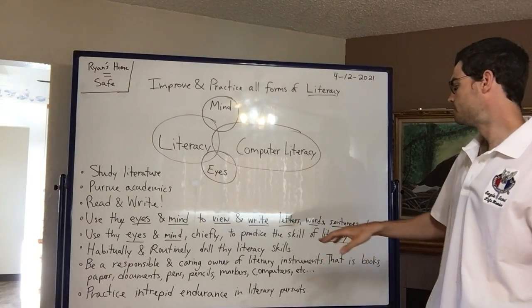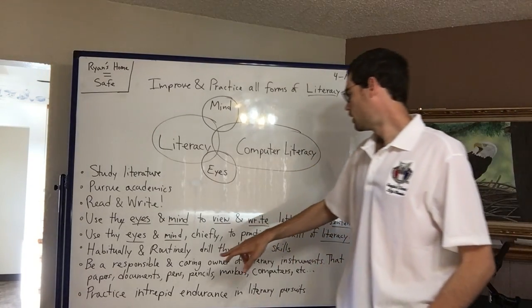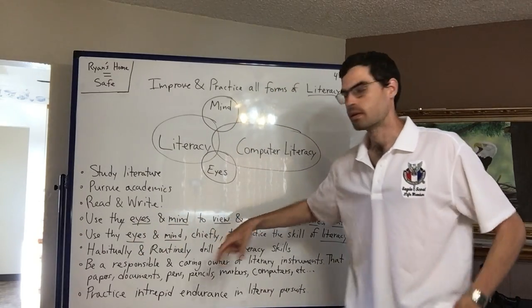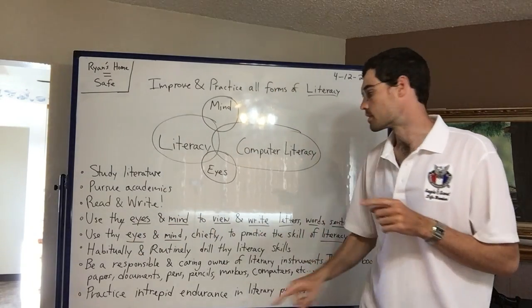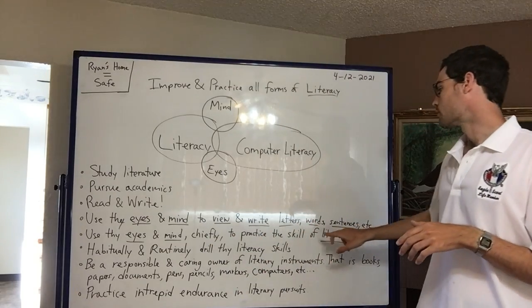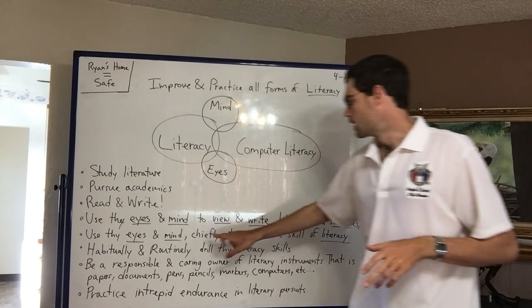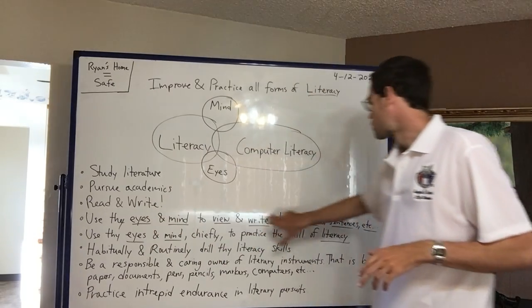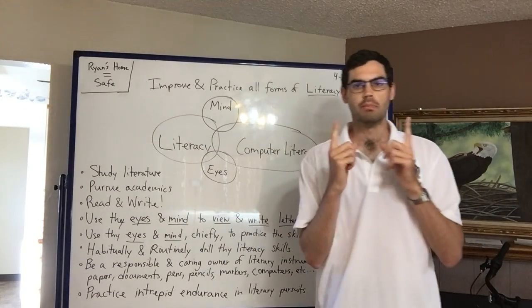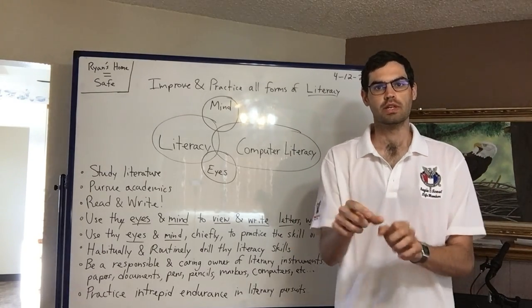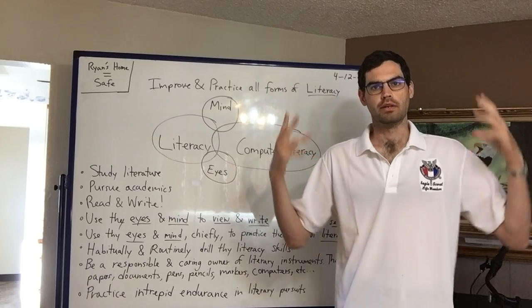Okay? Now, again, use your eyes and mind chiefly to practice the skill of literacy. Right? Again, this is just an emphasis of the first one up here. Your eyes and your mind are the chief components for understanding literature, for digesting literature, for reading and for writing. The eyes and the mind are chief components.